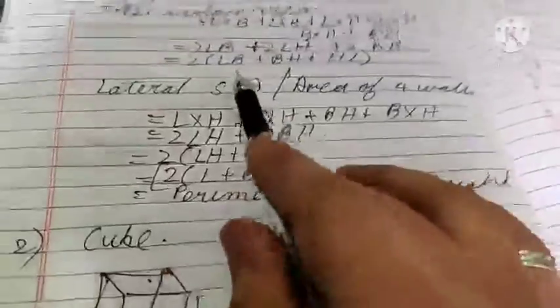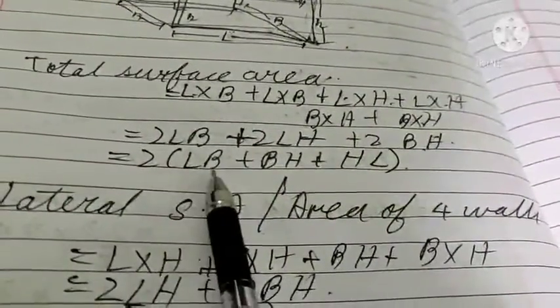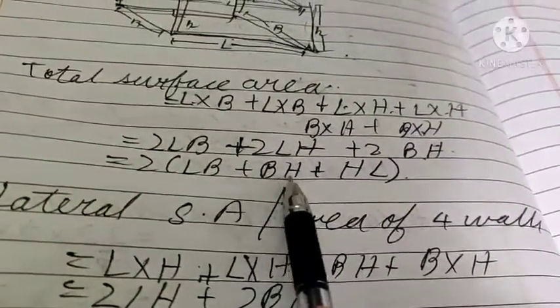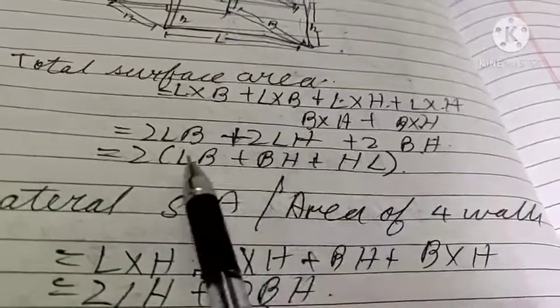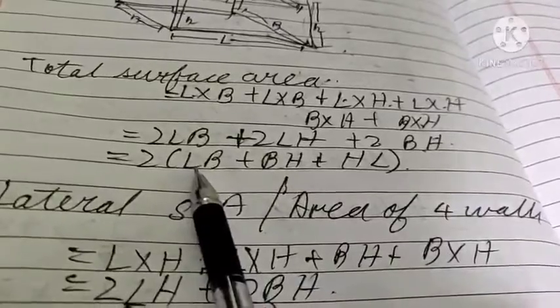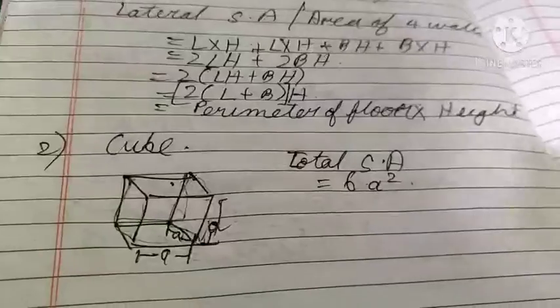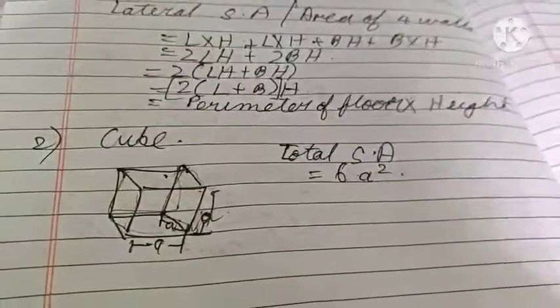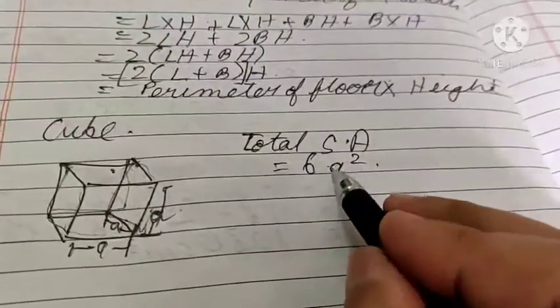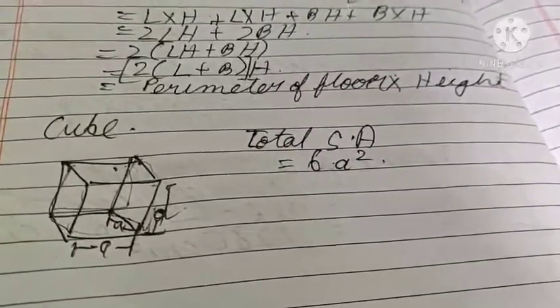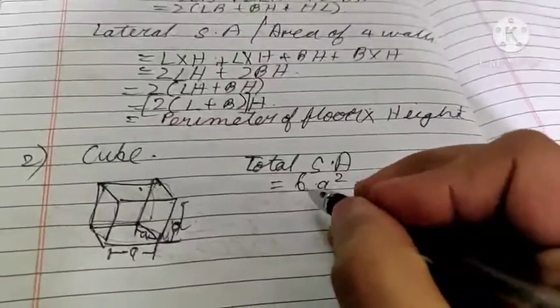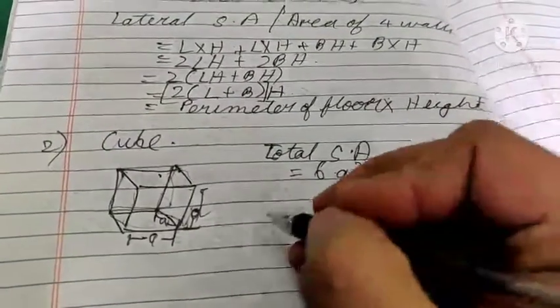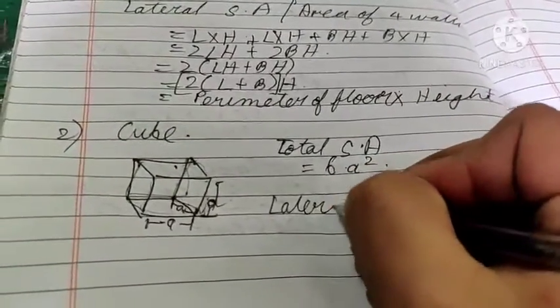Means if we see in this, it is 2LB, this is A into A, this is BH, A into A, this is HL, A into A. 2 into A square, that is 3A square, 2 into 3A square is 6A square. There are 6 faces: top face, bottom face, right face, left face, front face and back face. So 6 into the area of one face. Okay, so now this was the total surface area of cube. Again the lateral surface area.